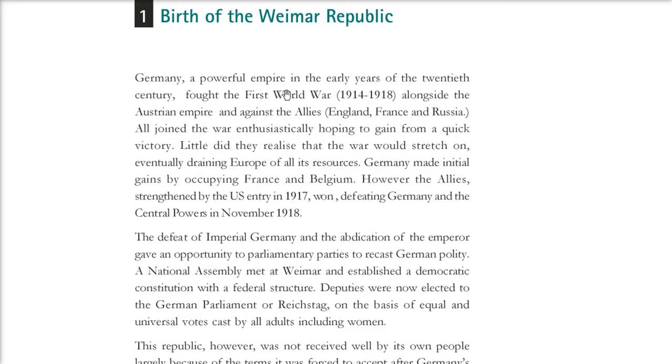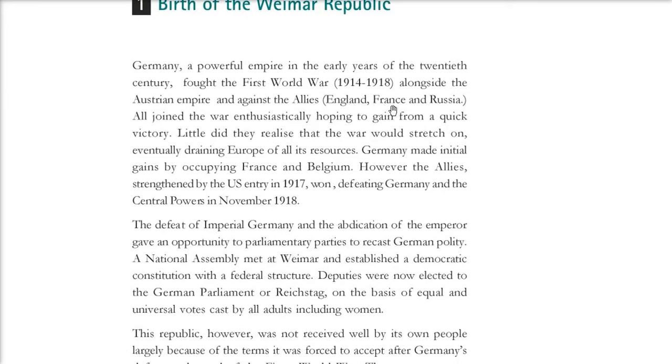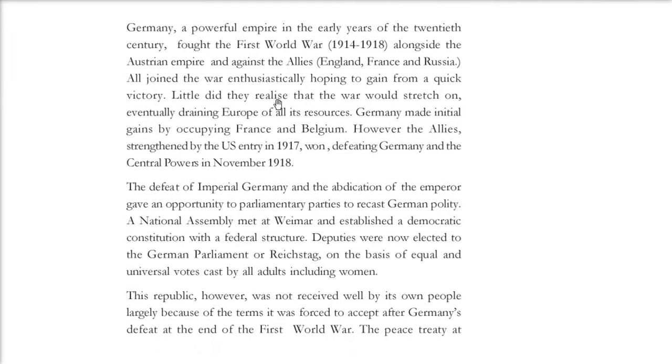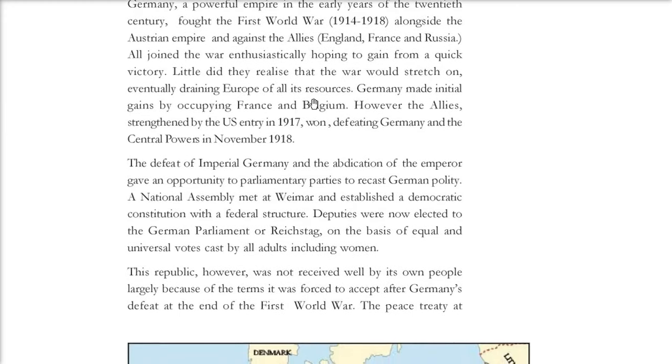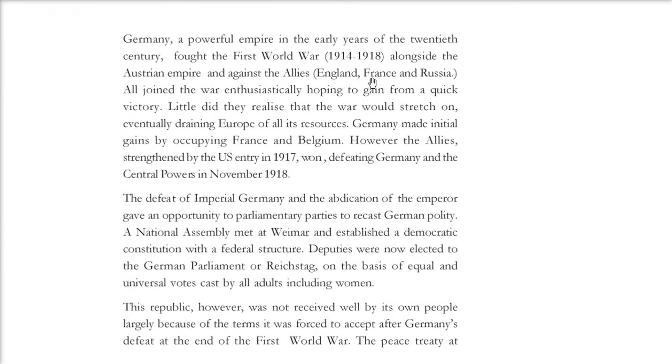Germany, a powerful empire in the early years of the 20th century, fought the First World War along with whom? Austria and Hungary, and they fought with England, France and Russia. Now this war stretched on, and Germany initially made gains by occupying France and Belgium, but the Allies, previously England, France and Russia, were joined by the United States, and Germany was defeated. These are called the Central Powers. These are the Allies, and with US entry, the Allies won, and the Central Powers, that is Germany and other countries, lost.